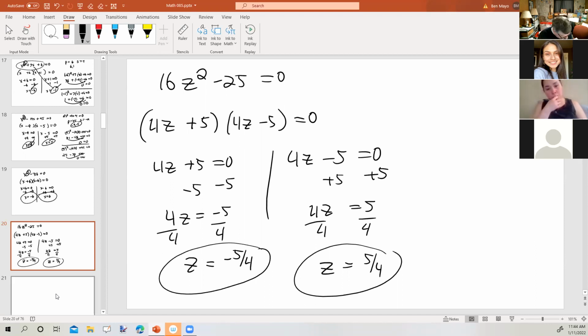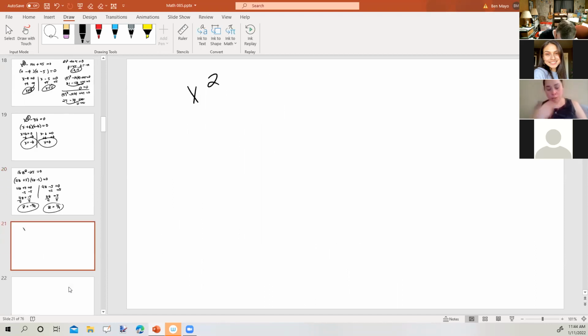All right. How about this one? x squared equals 5x. Well, we have a problem here. This is not in standard form. It's a second degree equation, but it's not set equal to 0. So I'm going to subtract 5x from both sides of the equation.